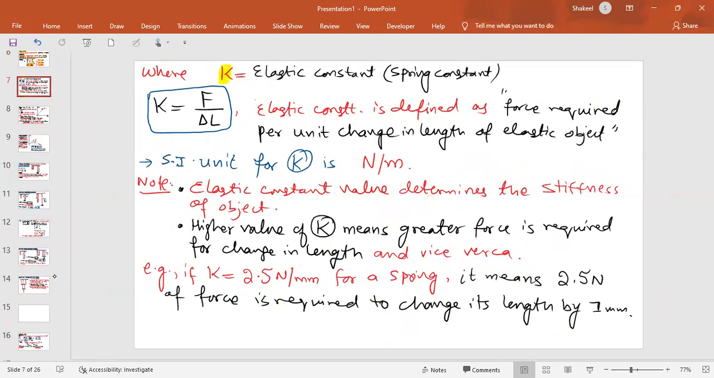Okay, now this K in the expression is the elastic constant, commonly known as spring constant. So this elastic constant is F over delta L. So we say that elastic constant is defined as force required per unit change in length of elastic object. Like how much force you require to produce unit extension or compression, or unit change in length, that is known as elastic constant. Its unit is Newton per meter, and elastic constant value determines the stiffness of the object. Like if any object is having higher value of K, it means you need to apply greater force in order to change its length.